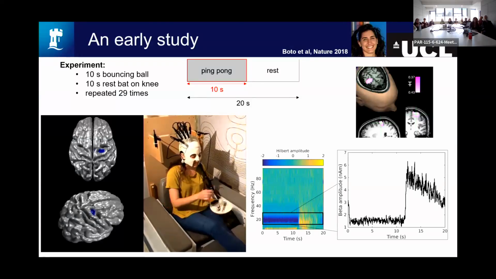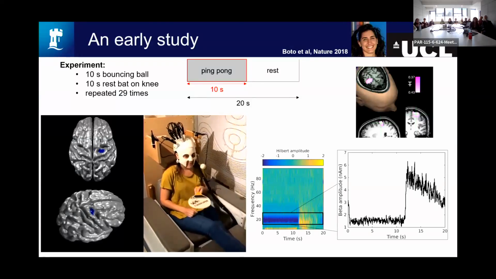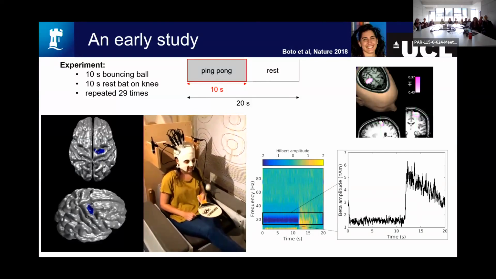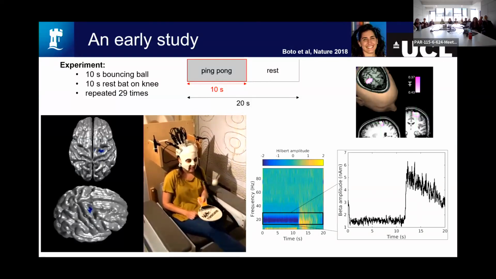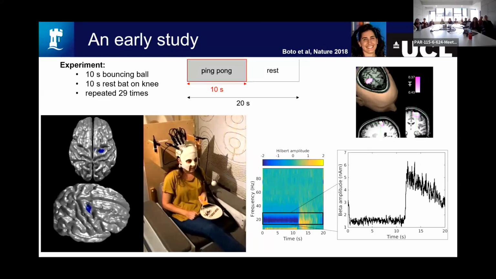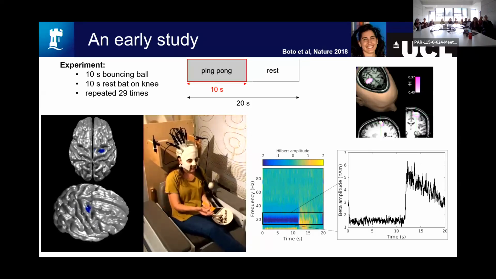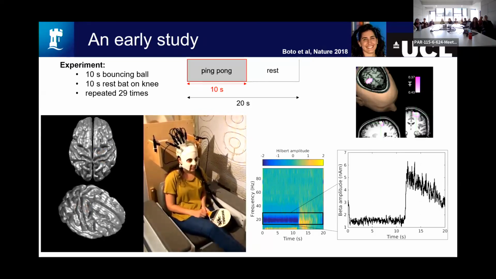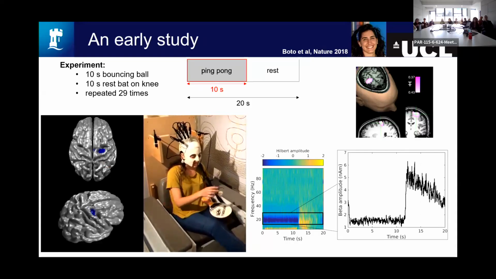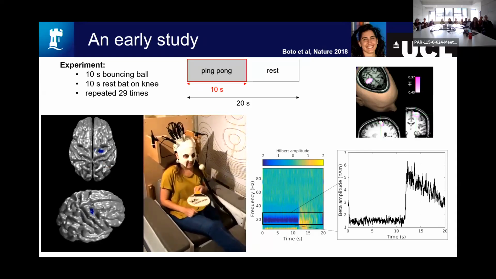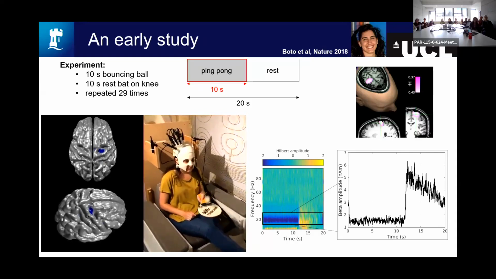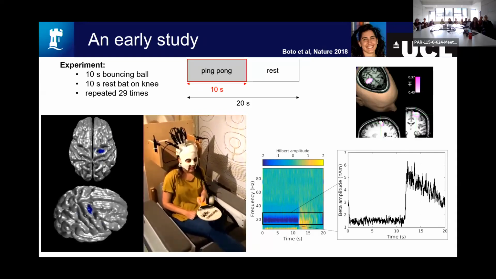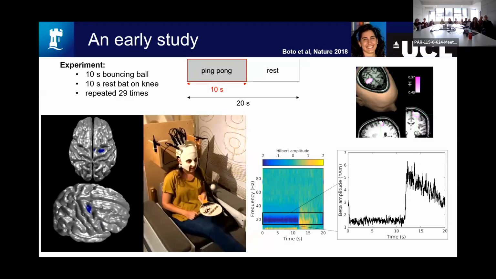So this was the experiment where you play a little ball game, and this was measuring beta oscillations. You can see a beta desynchronization during the movement, localized quite nicely to the areas that control the wrist and arm. So that was the first. They were the first experiments that we tried to do.